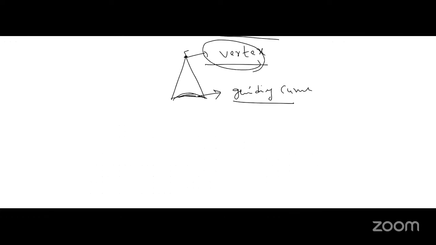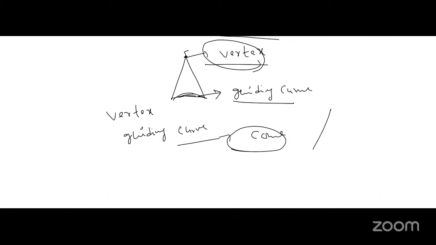In the examination it is important that they give the vertex and the guiding curve, and they ask you to find the cone equation. So this is the figure: they are giving the vertex and the guiding curve, and asking for the cone equation. Then we'll go to one problem.